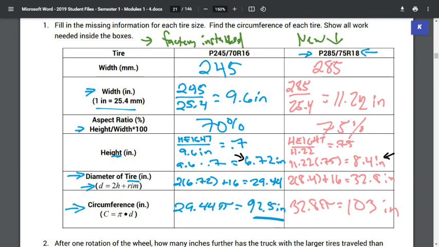In terms of the diameter, again, we can compare and see that it's almost 3.5 inches bigger. And then finally we come down to our circumference, where we have almost 9.5 inches more with this tire compared to the factory installed tires.